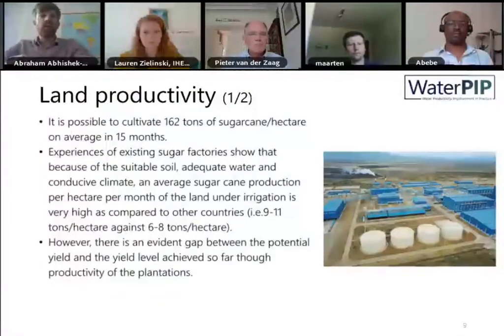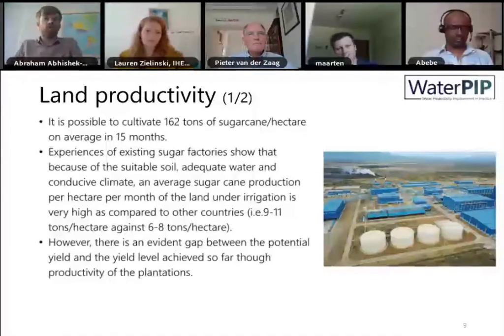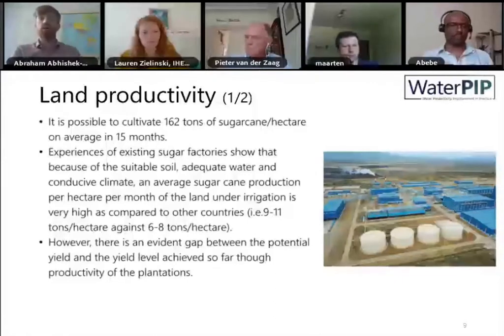From the numbers also presented from Abera, it is possible to cultivate 162 tons of sugarcane per hectare within an average of 15 months. There are plenty of suitable soils. There's adequate water, not considering the drought. And the average sugarcane production per month would amount to more or less 9 to 11 tons within Ethiopia, comparing that to 6 to 8 tons per hectare per month, which are common in other parts of the world. But as mentioned, there is an evident gap between the potential yield and the yields that are actually being achieved so far.